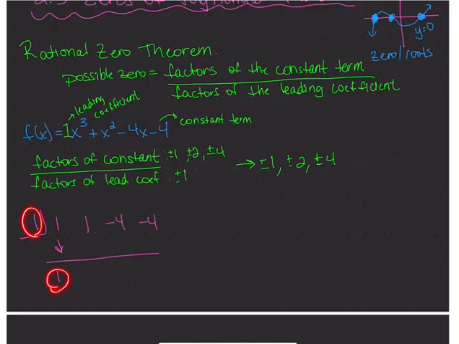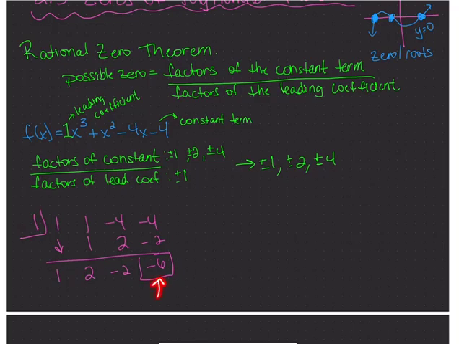1 times 1 is 1. 1 plus 1 is 2. Right? 1 times 2 is 2. Negative 4 plus 2 is negative 2. 1 times negative 2 is going to give me a negative 2, and that's going to give me a negative 6. Right? So if we remember back when it came to finding remainders, this is technically my remainder.